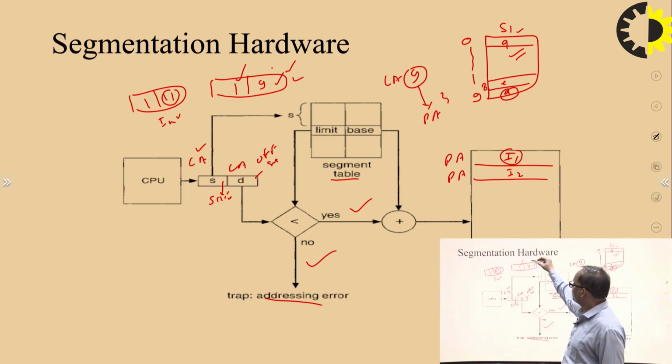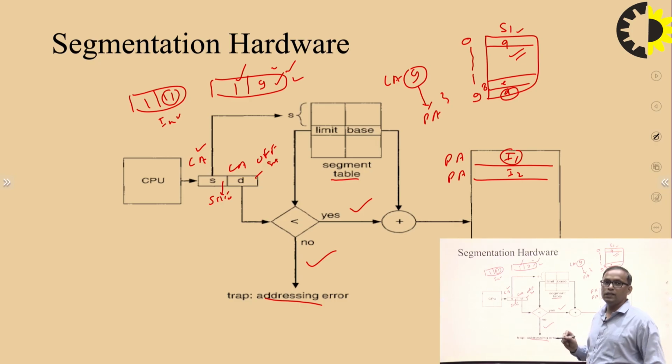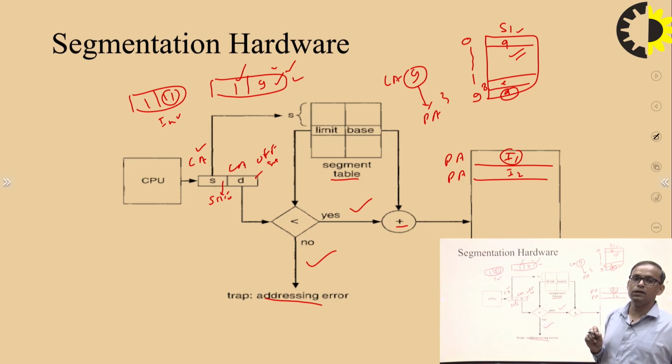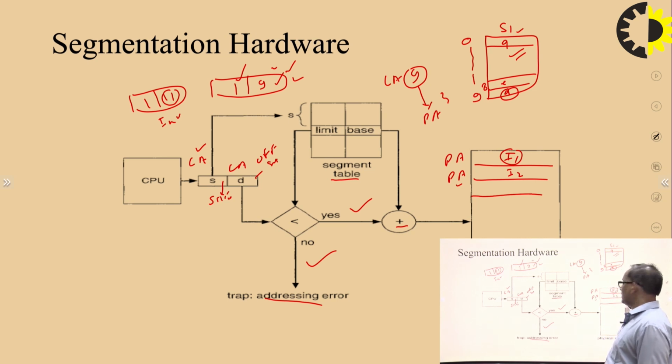Once we find that the logical address is valid, then in order to find the physical address, we will add the base value to this. Base value means the starting physical address of this particular segment. We will see it in an example. So after adding the base value, we will find the physical address, and once we obtain the physical address, the data or instruction stored at that physical address will be provided to the CPU.